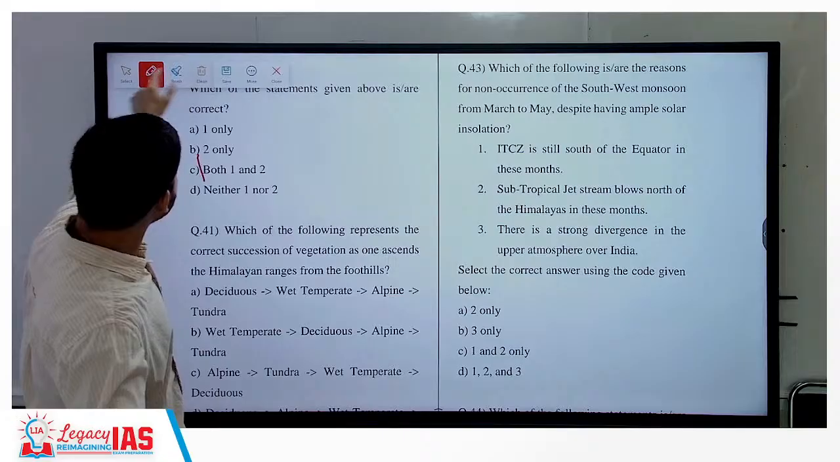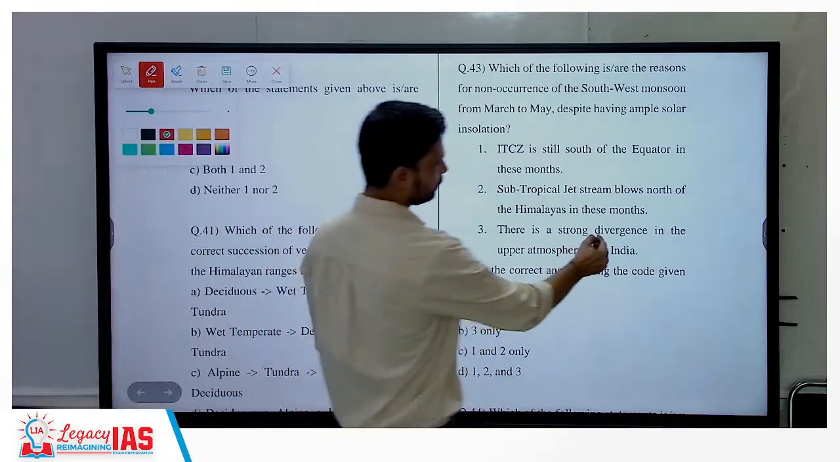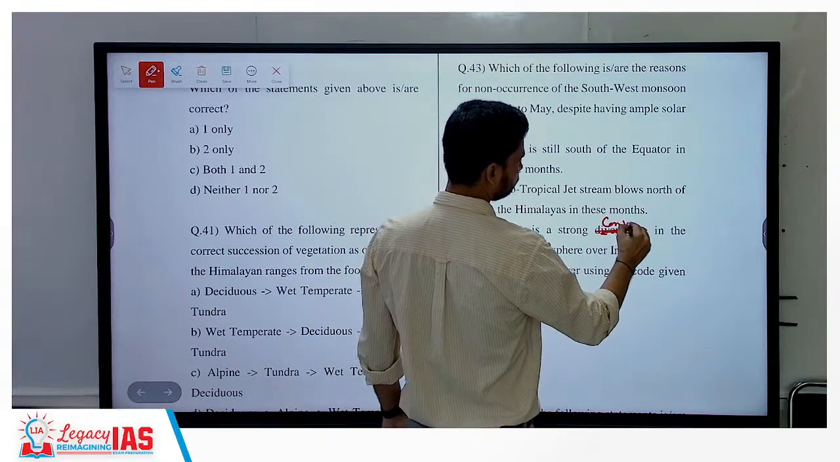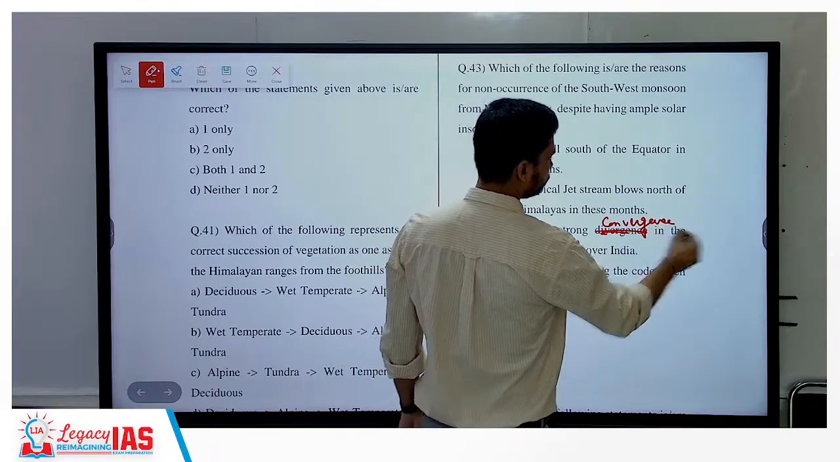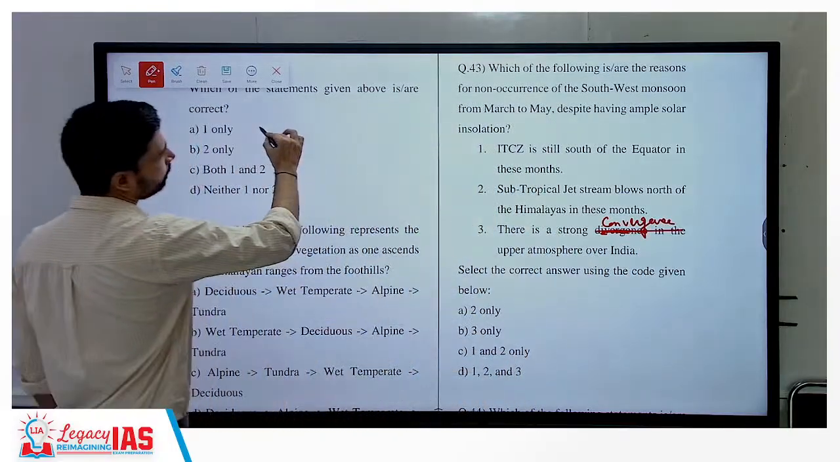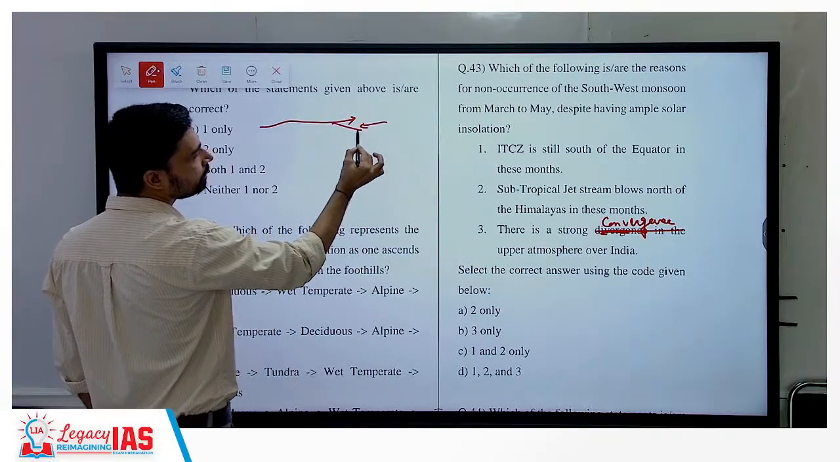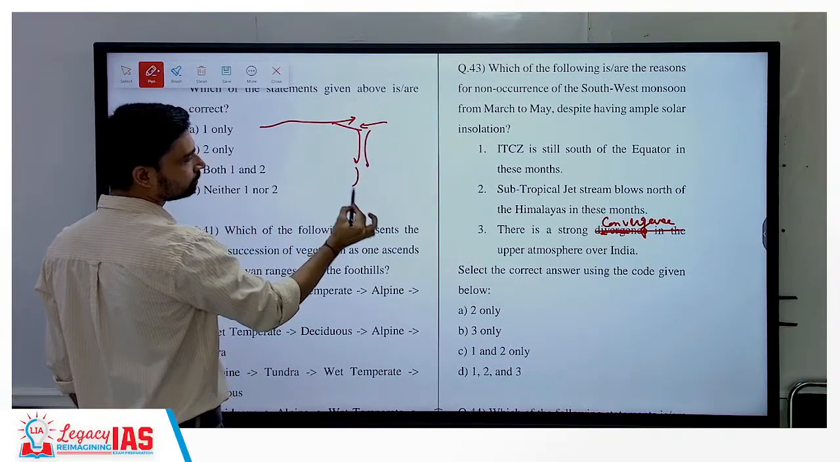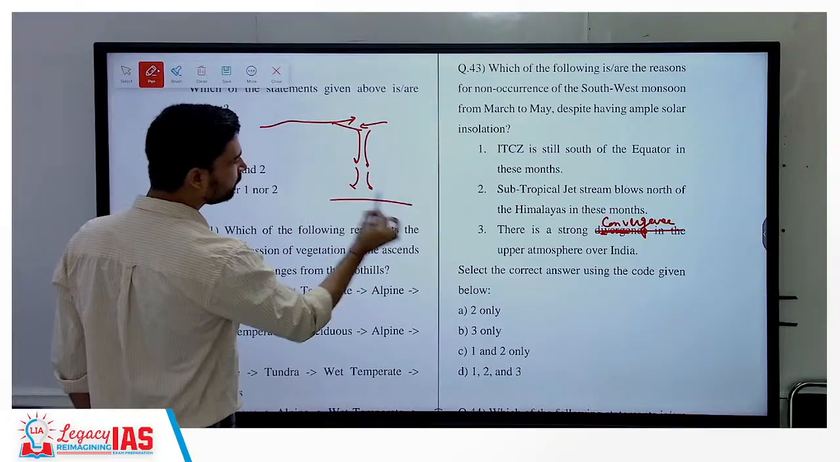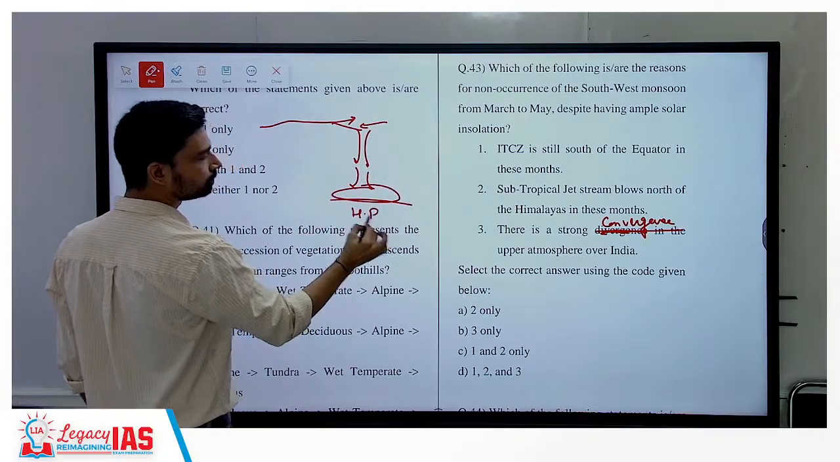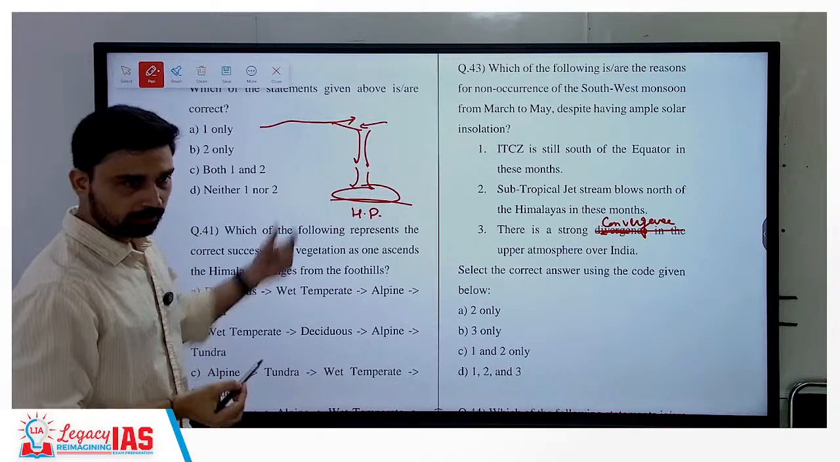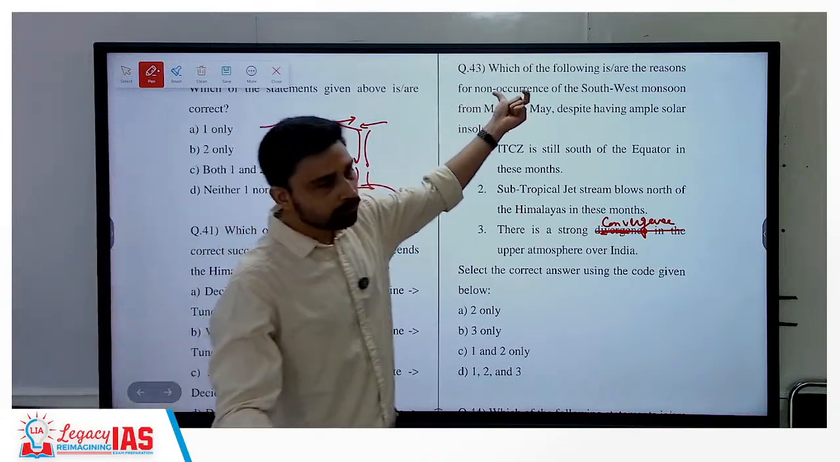See, there is a mistake. There should be convergence. Okay, you have the jet stream. See, the jet stream is coming like this. When you have convergence in the jet stream, winds are pressurized to move where? Downward direction. That's when they create which kind of area? High pressure area. If there is high pressure, then rainfall will not occur.